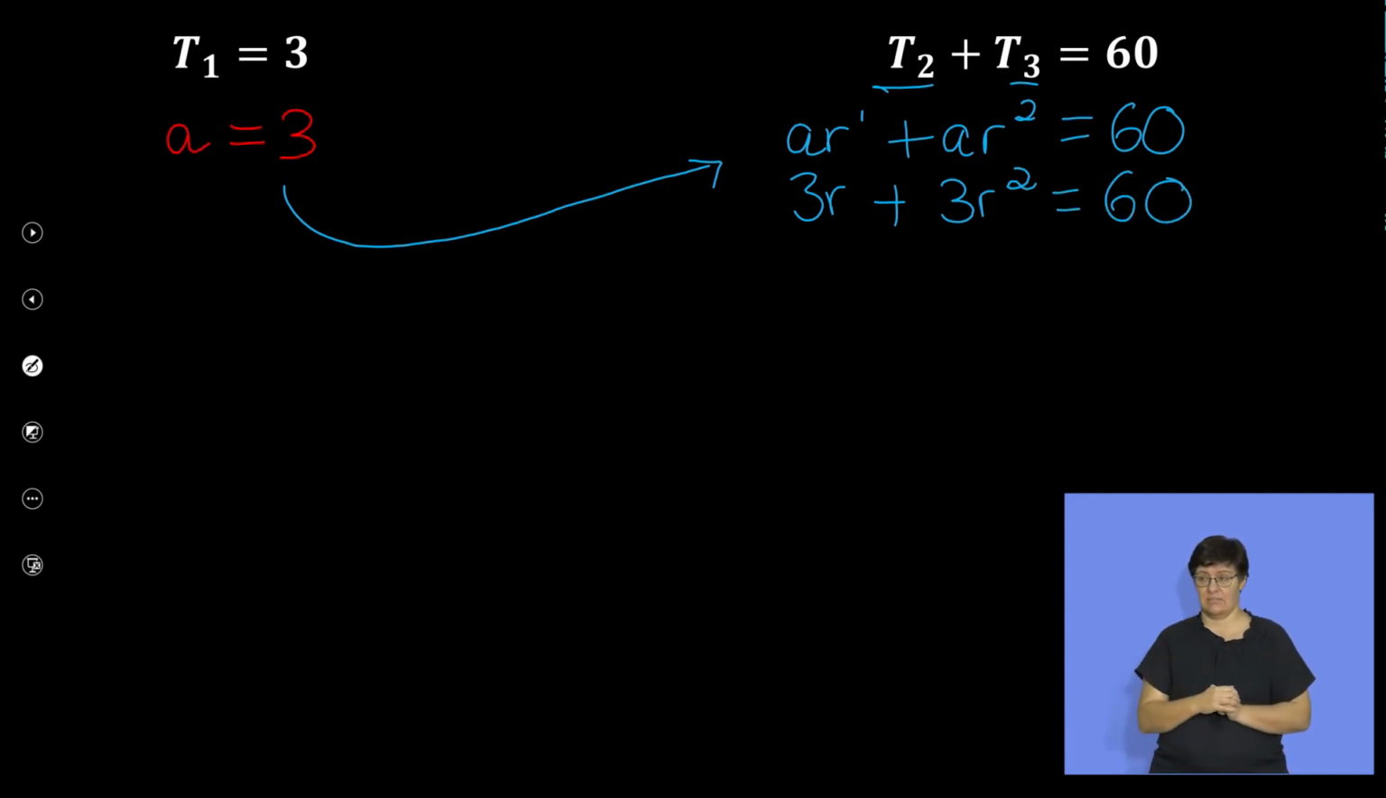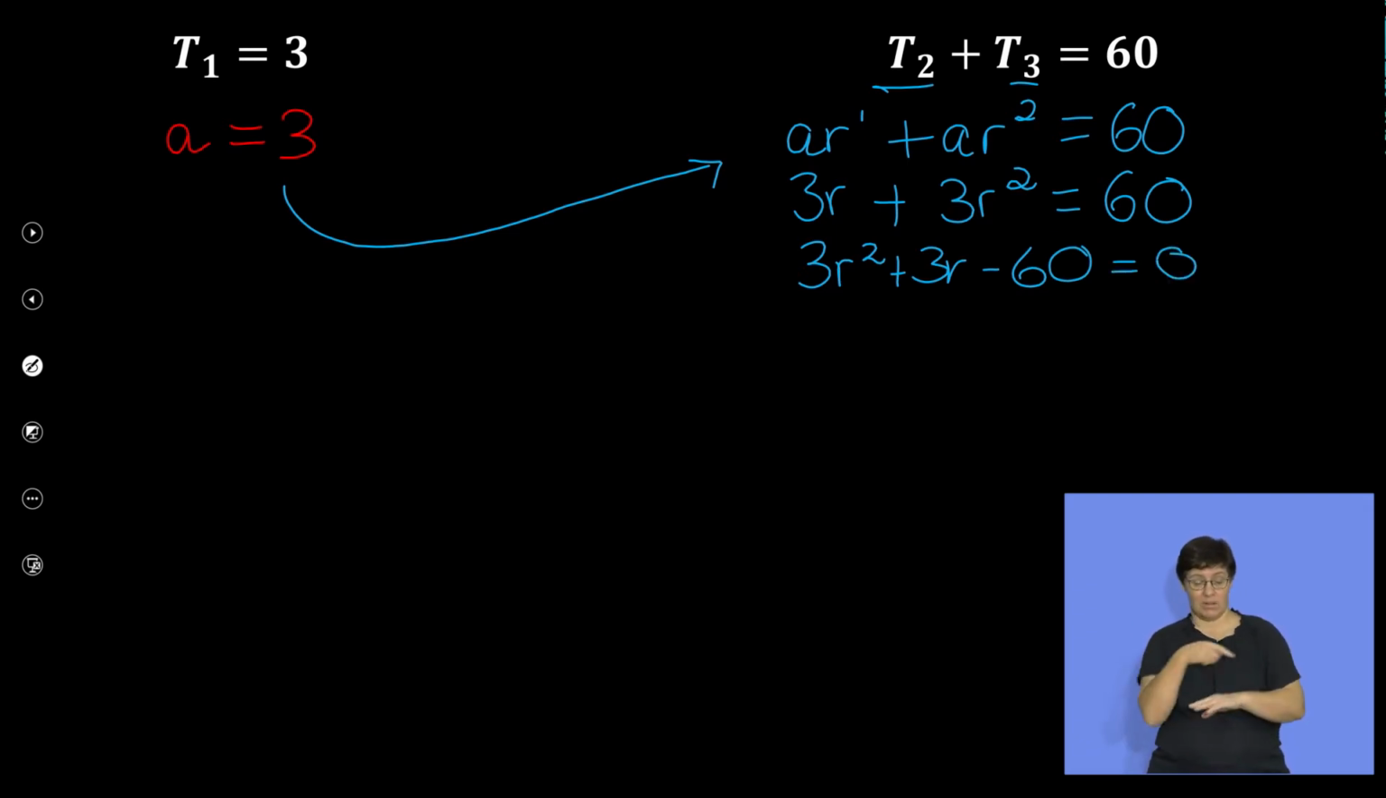60. In order to make my life a bit easier, I'm going to bring the 60 across to the left-hand side to create a quadratic equation. So I'm going to have 3R squared plus 3R minus 60 is equal to 0. I'm going to divide everything by 3. So I'm going to be left with R squared plus R minus 20 is equal to 0.